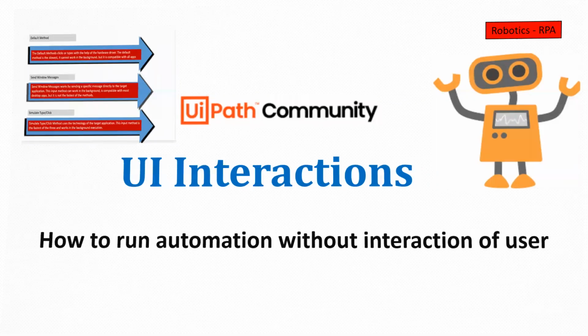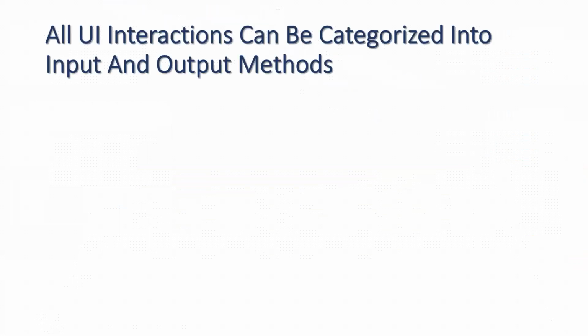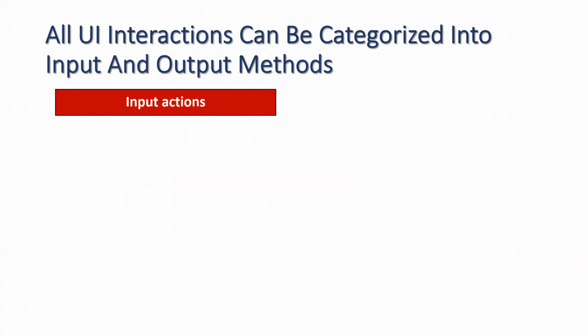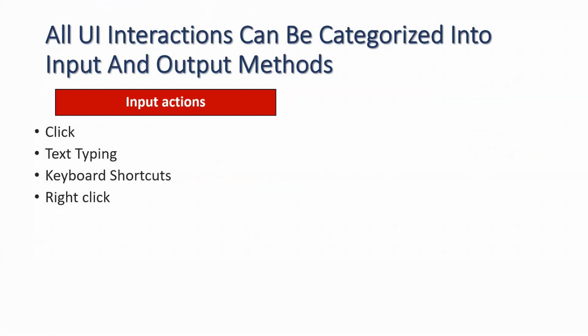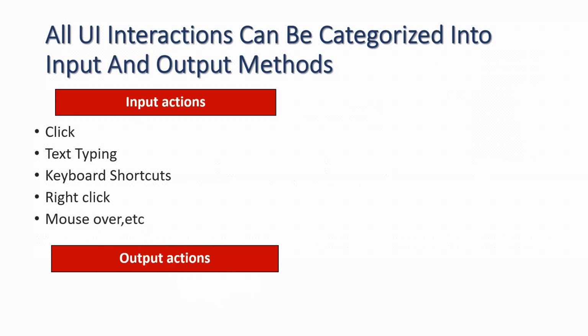Now I will tell you how UI interactions can be categorized. All UI interactions can be categorized into input and output methods. There are many input actions: click, text typing, keyboard shortcuts, right click, mouse over. Now I will tell you about the output actions: get text and find element.